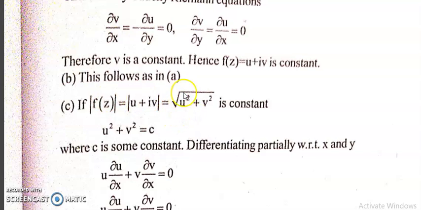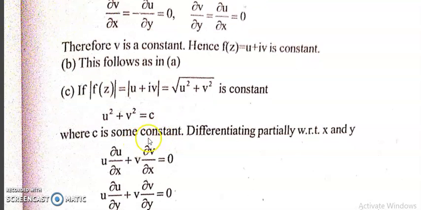Now that means the root of u square plus v square can be assumed to be some constant c. Eliminating this root, if the root of u square plus v square is constant, then u square plus v square is also a constant. The modulus is constant, that is our assumption given in the question. So u square plus v square is equal to c square, where c is some constant.